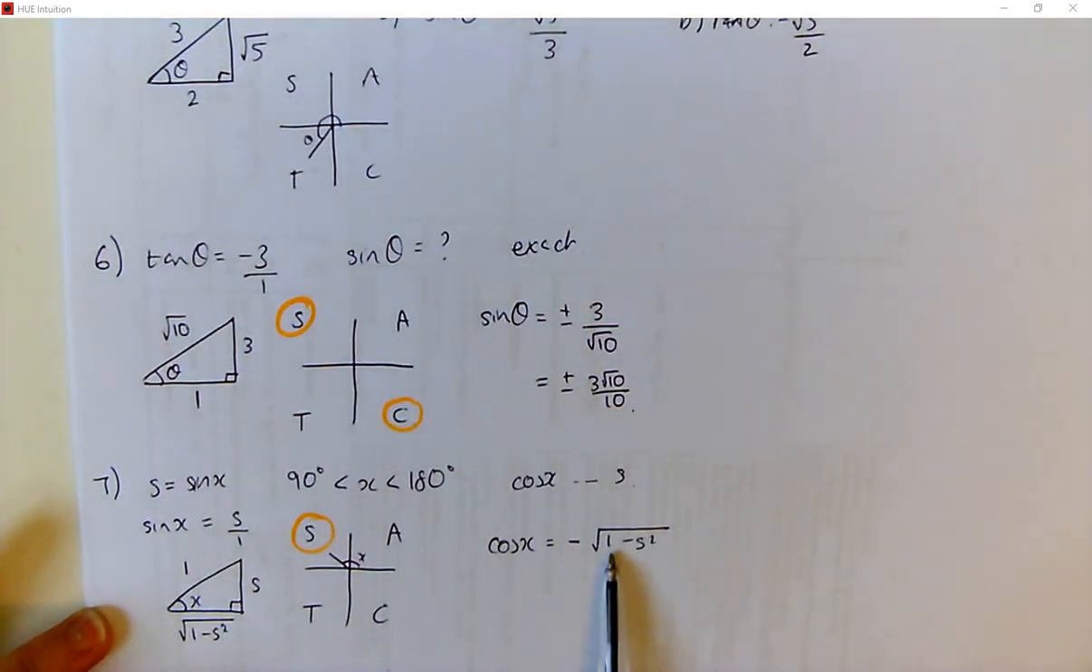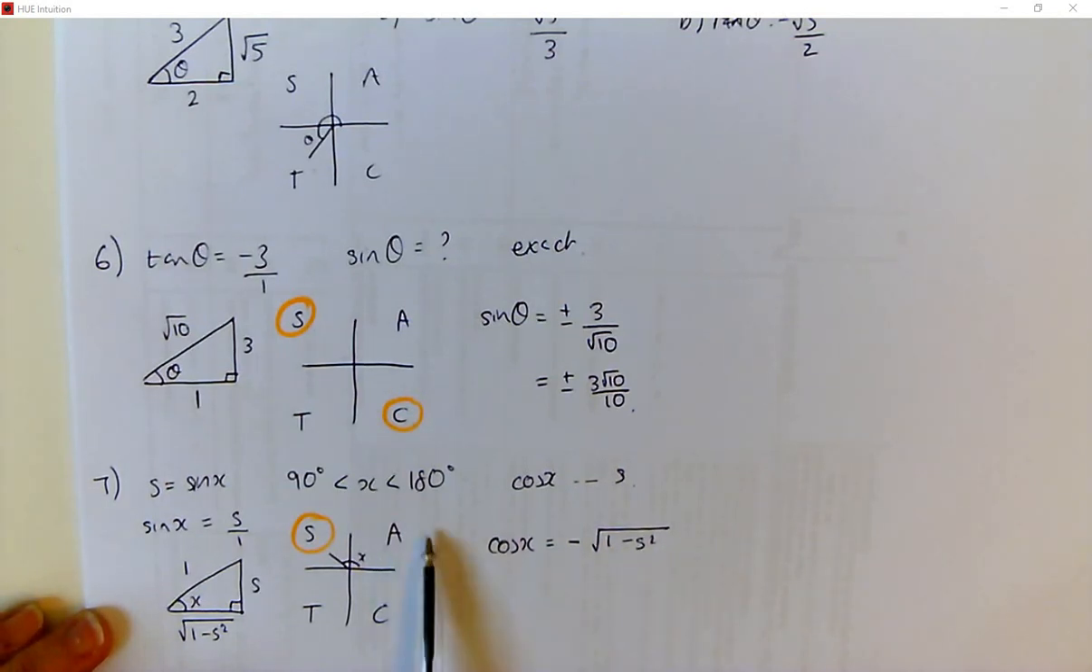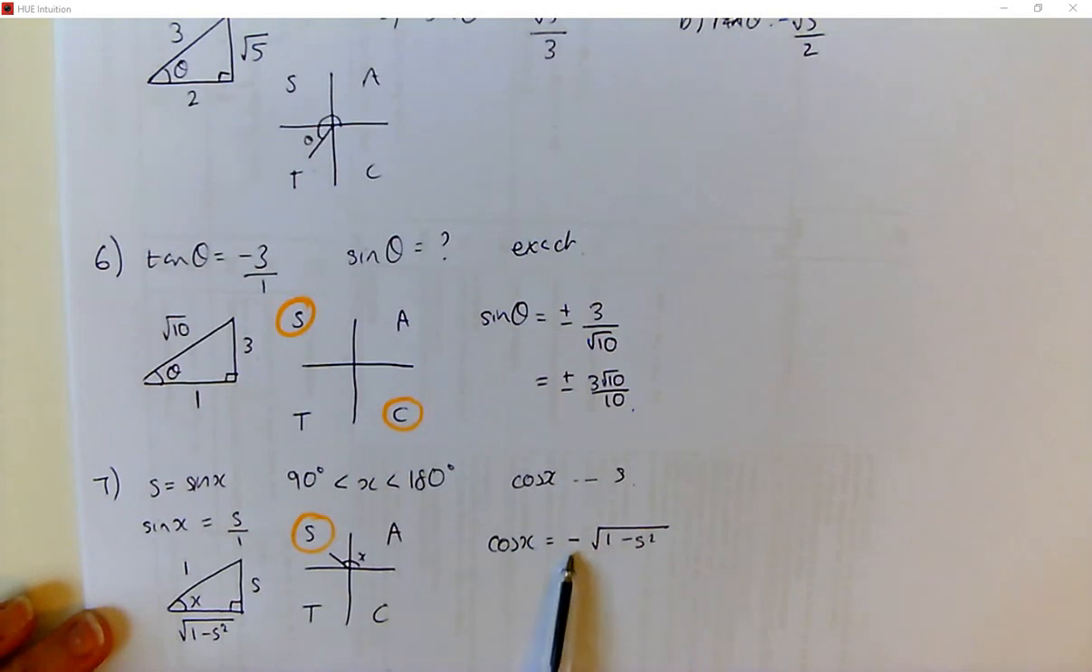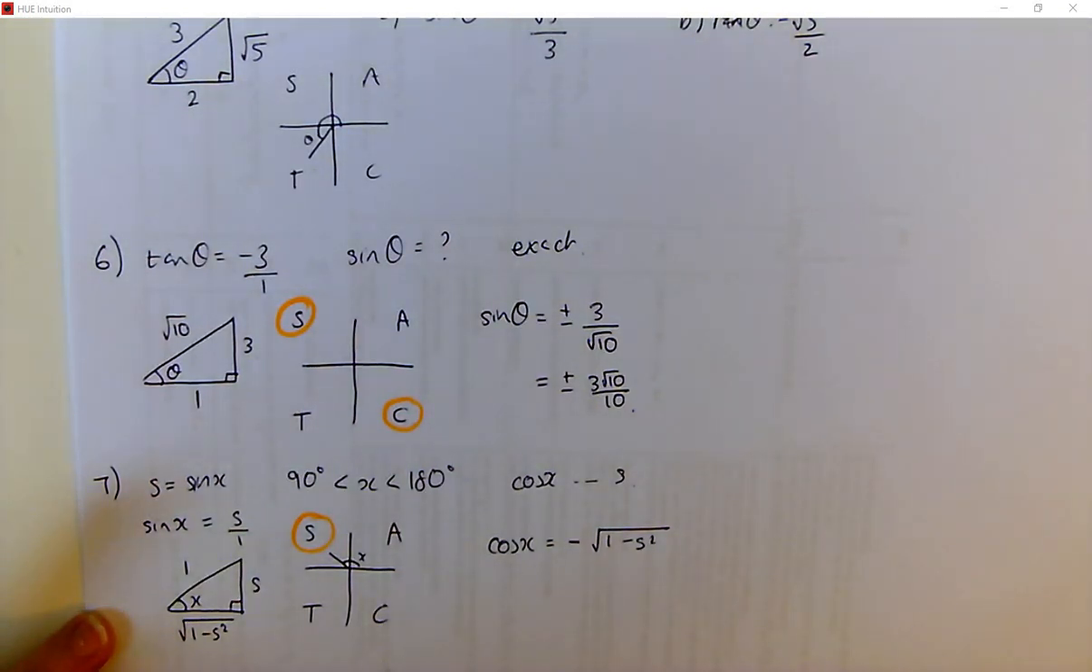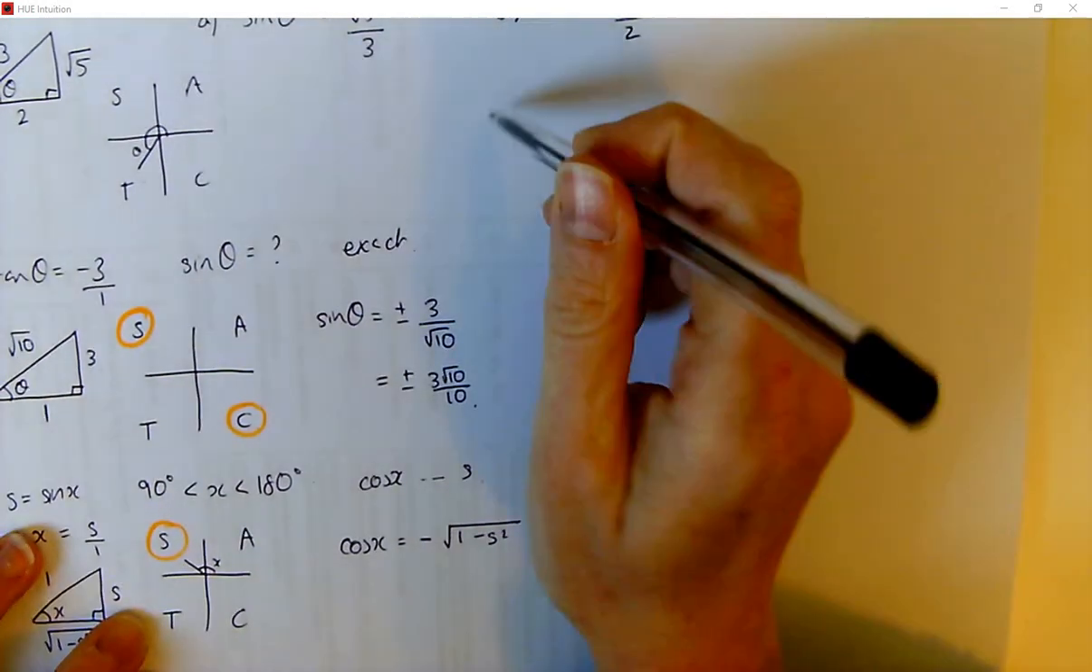Okay, now this may be familiar to you. Cos squared is 1 minus sine squared. So cos would be the square root of 1 minus sine squared. But the CAST diagram is where we get our negative from, or you could consider the graphs for 90 to 180. Okay. I'm actually going to jump to question 11 because it's kind of on similar lines to number 7.